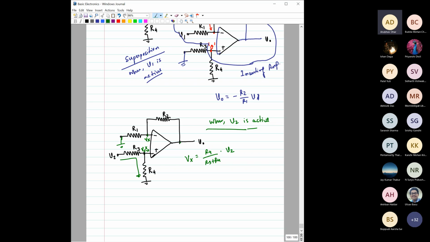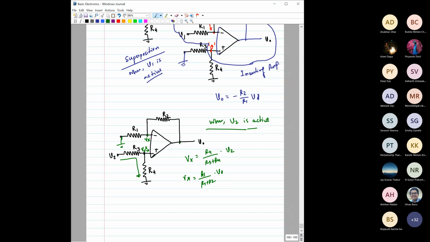Sir, Vx equals R1 by R1 plus R2 times V0. Yeah, please tell me again. R1 divided by R1 plus R2, then times V0. Okay, so is this right? If it is right, could you please explain why this is right?